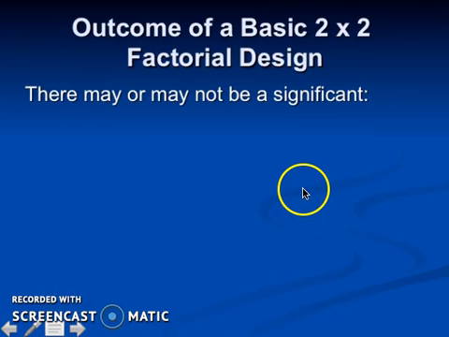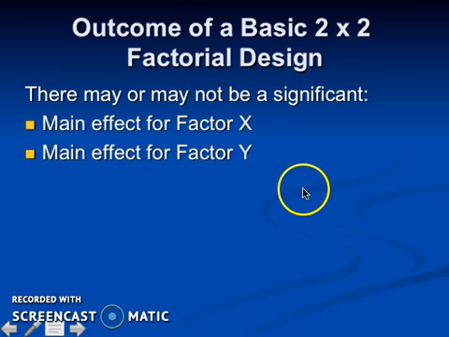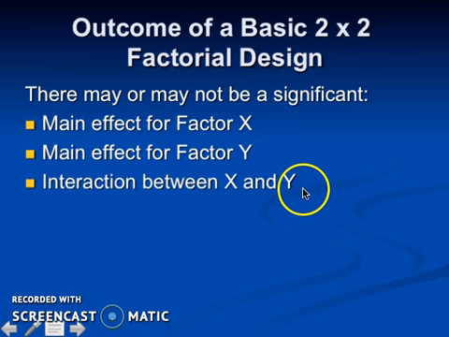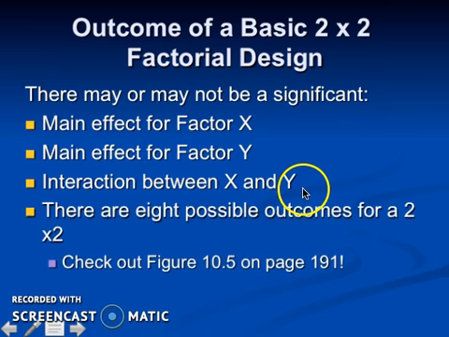So going back to the factorial design, remember you can have a main effect that is not significant and still have a significant interaction. You could have two main effects that are significant and have no significant interaction. Basically, any one of these can alone be significant and not significant. So there are up to 8 possible outcomes with this idea of a 2 by 2 factorial, which you can see on figure 10.5 in your book.